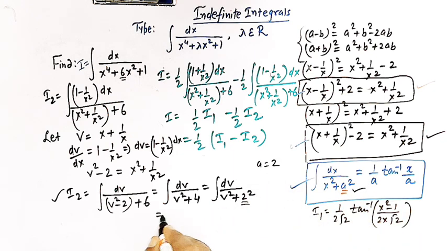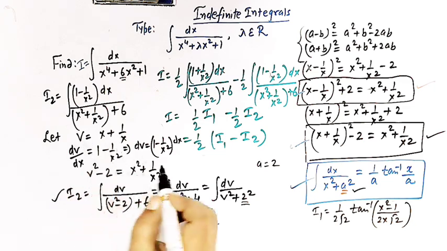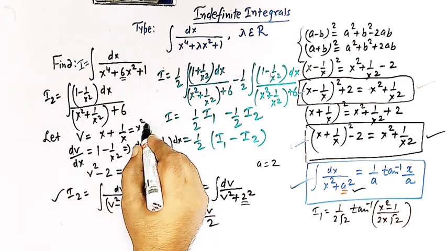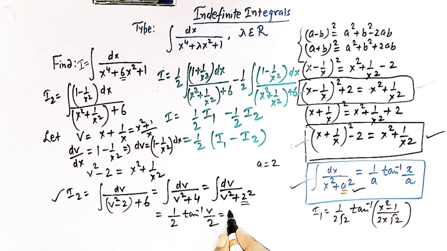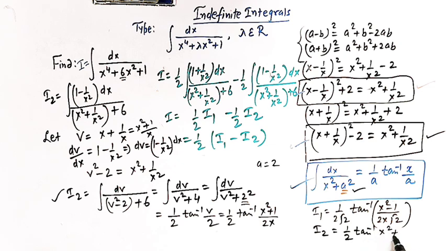So the value of this integral is now equal to 1 over a, which is 2, and we have tan inverse v over 2, right? Now let us replace v by x plus 1 over x, that is simply x square plus 1 over x. So here we have half, and tan inverse x square plus 1 over 2x, right? So the value of the integral I2 is half tan inverse x square plus 1 over 2x, right?